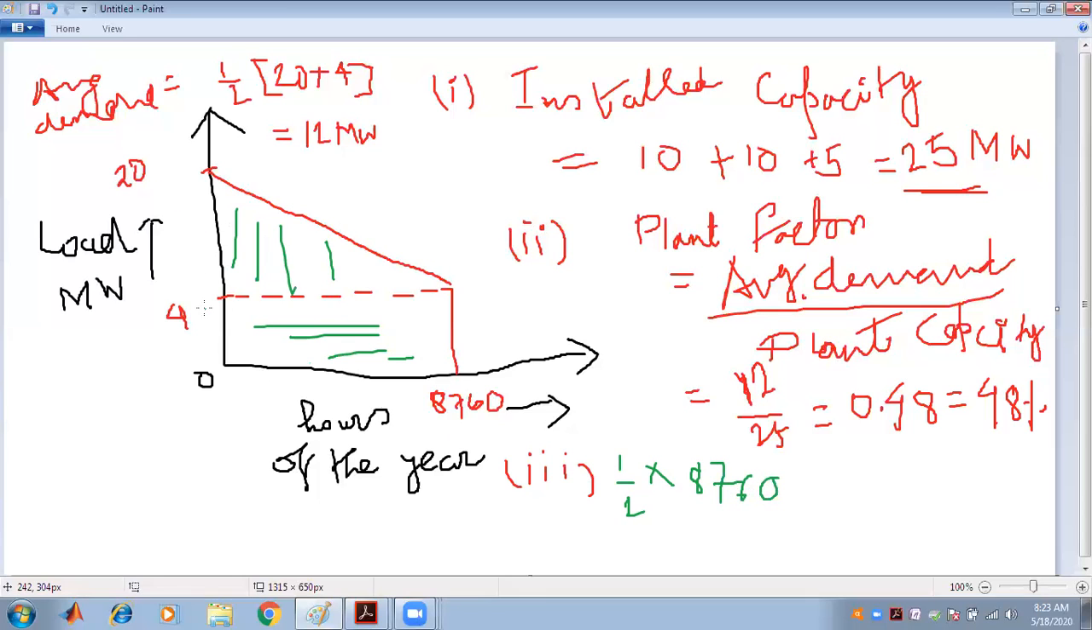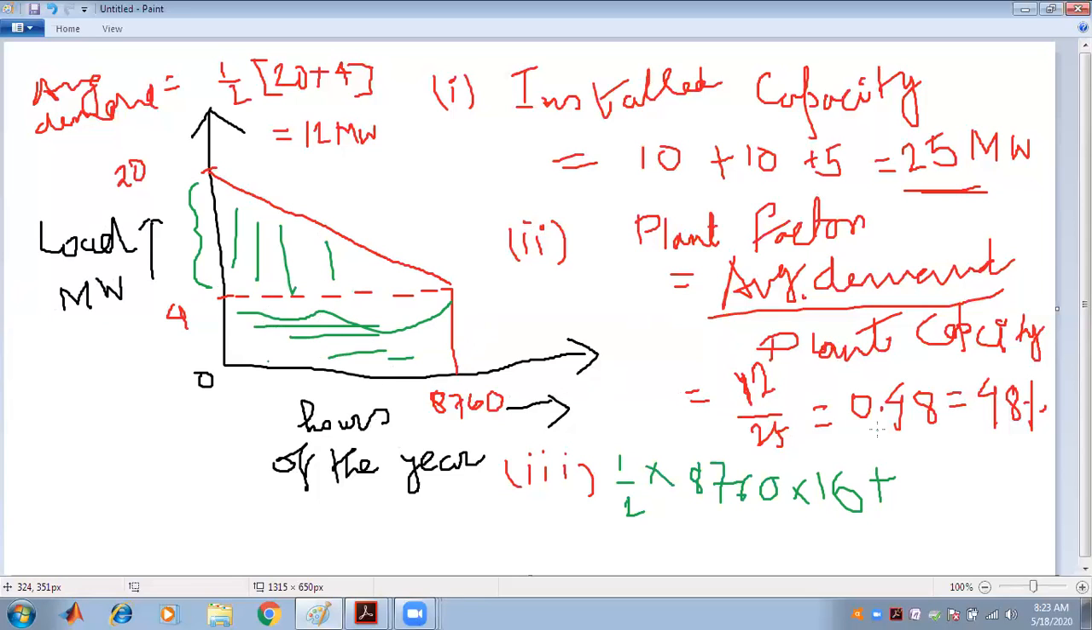Height is 20 minus 4, equal to 16. This is the height, that's 16. And this is the total base, 8760.